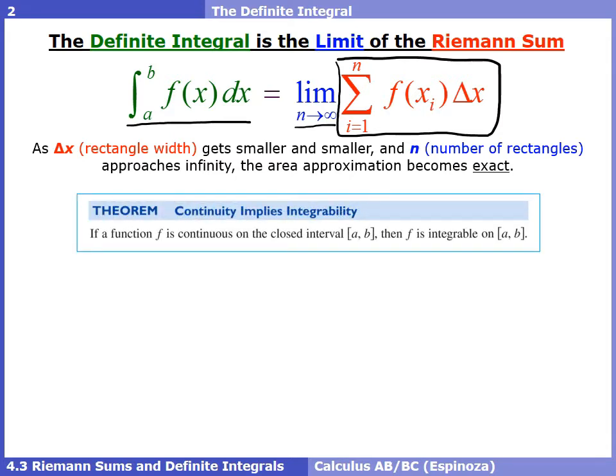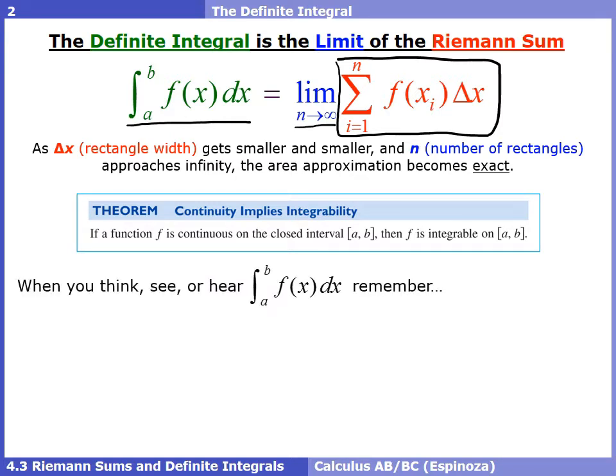One thing that comes up when we're talking about our ability to find an area, and I think it hopefully is a little bit intuitive, is that if we have a continuous function, we know we can integrate it. Or in other words, what this theorem is saying is if a function is continuous from a to b, we know f is integrable from a to b. Or in other words, it just means we can find the antiderivative, or a value from a to b for the area.